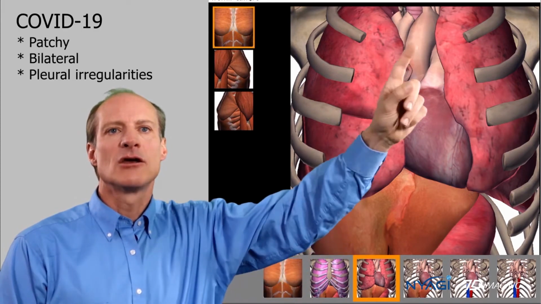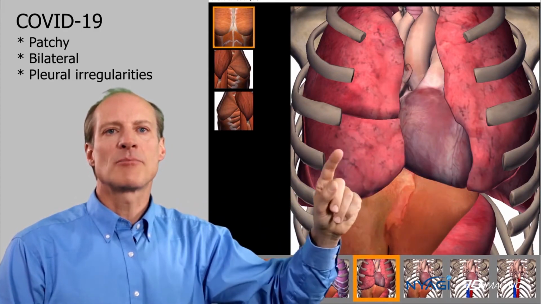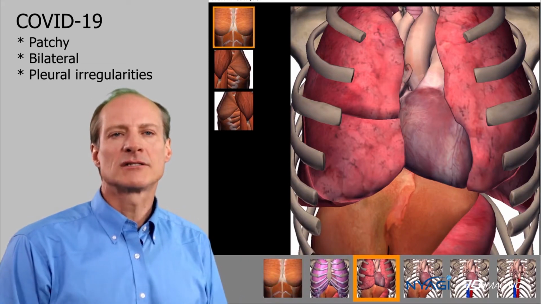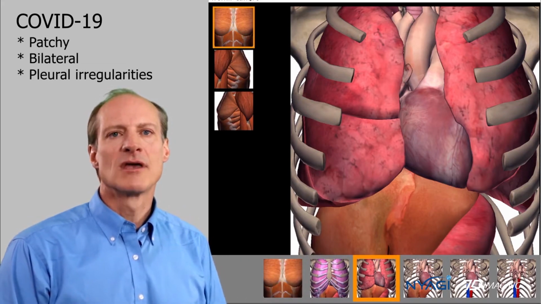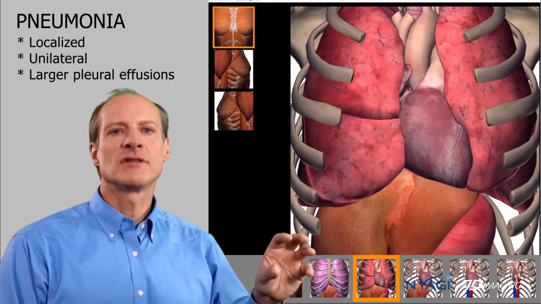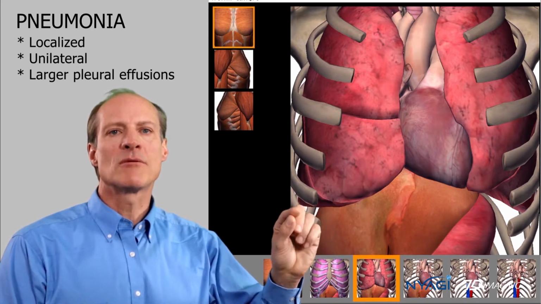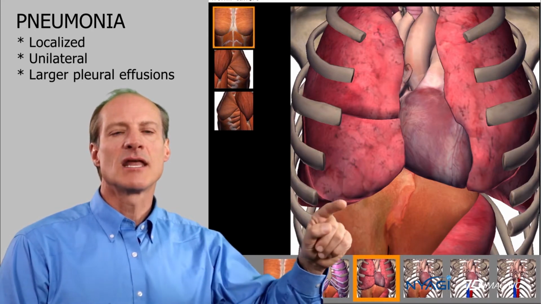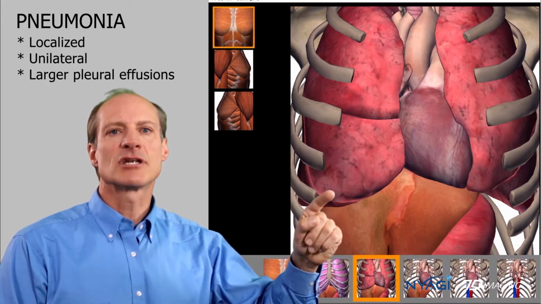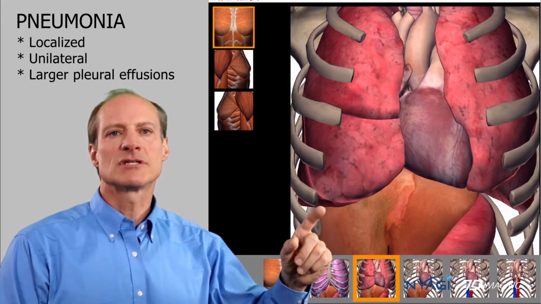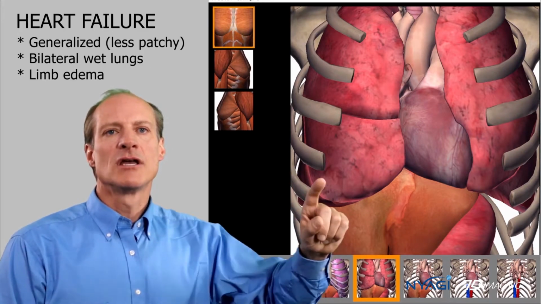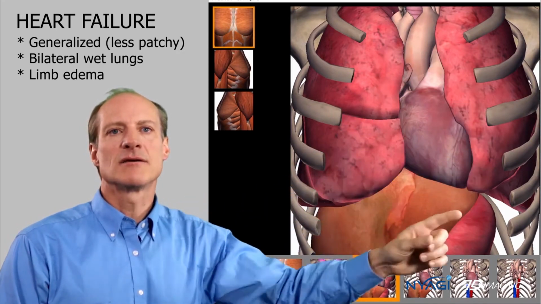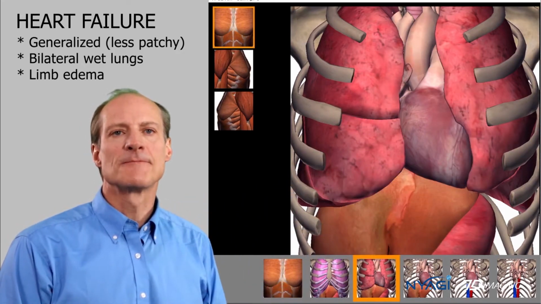COVID-19, as I said, oftentimes will affect both lungs in a patchy distribution. What else can cause shortness of breath? Well, you can have the typical lobar pneumonia, which might be an isolated unilateral consolidation associated with pleural effusions. Congestive heart failure can cause a generalized bogginess of the lungs.